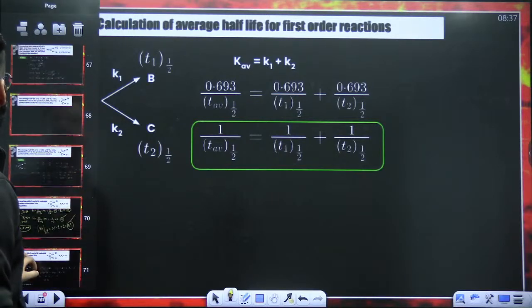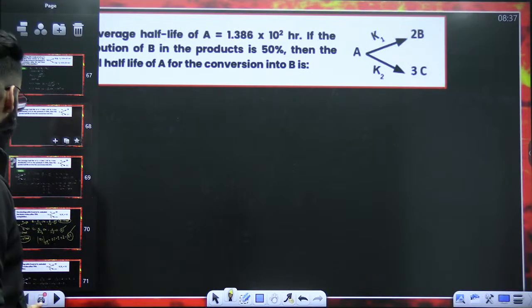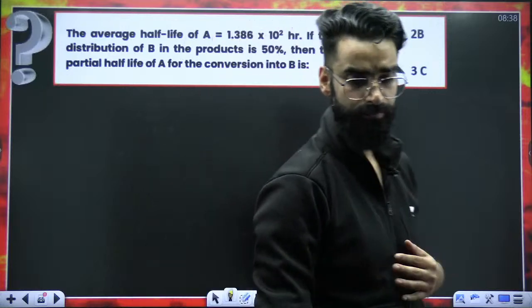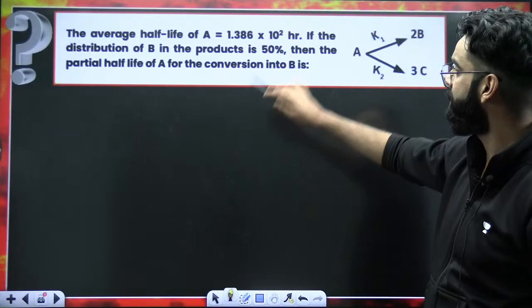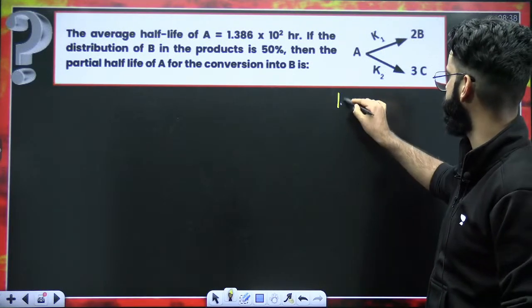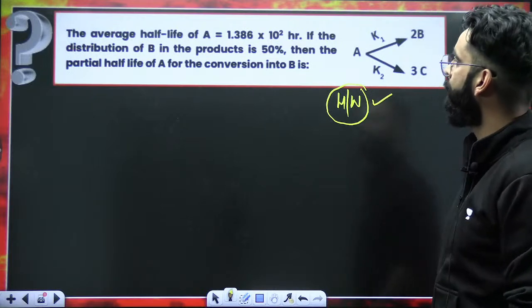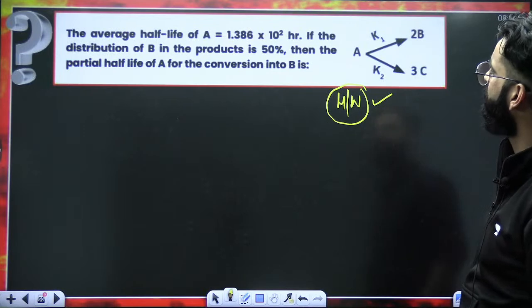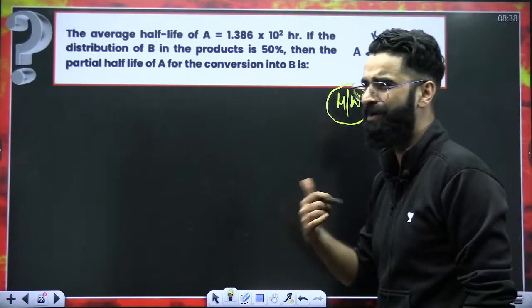There was one question which I have kept as the homework for you, right? This was the question. Give it a try and let me know the answer in the comment section afterwards. This is your homework question. Average half-life is given. Percentage distribution of B in the products is given. Then find the partial half-life of A. Simple question. It can be a bit lengthy.